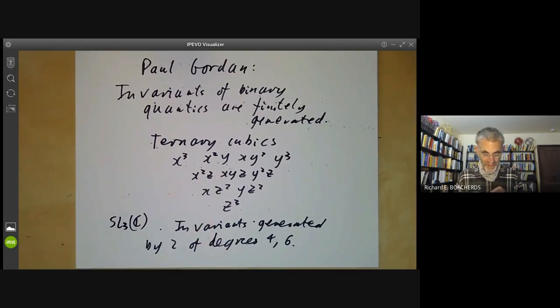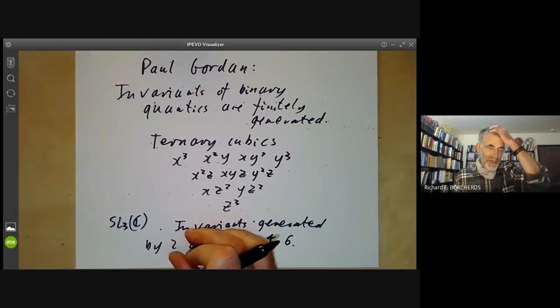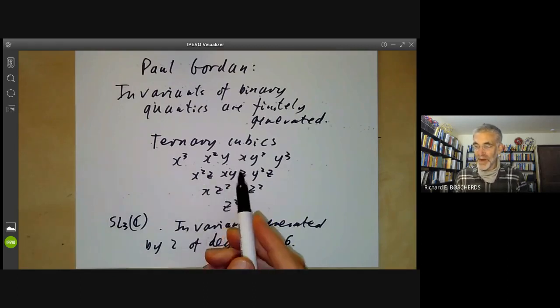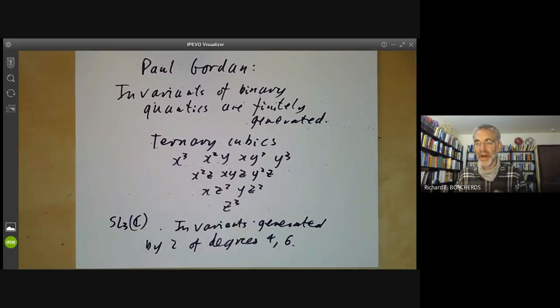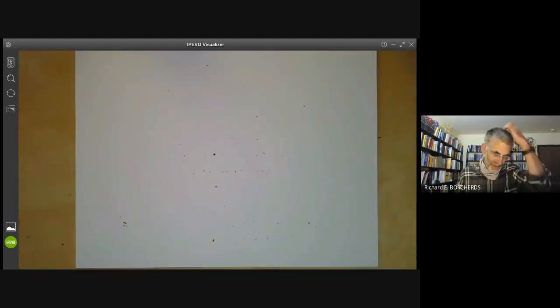I mean, you could have much higher degree and many more variables, and you'd like to prove finite generation for all these. So there's an apparently even worse problem in that we not only want invariants to be finitely generated, but we want syzygies, which are relations between invariants, to be finitely generated. And if invariants are bad, then first order syzygies are going to be even more of a nightmare, and the second order syzygies are going to be even worse than that. So showing syzygies are finitely generated seems even worse than showing invariants are finitely generated.